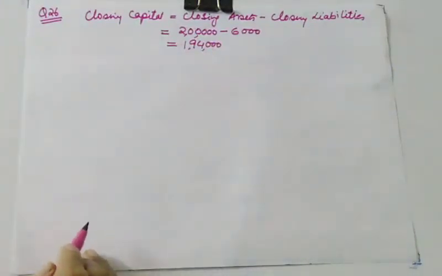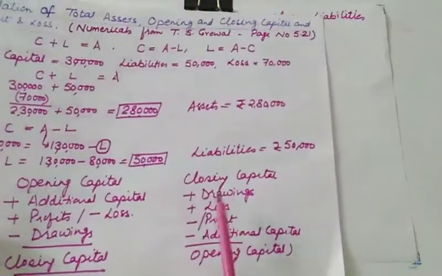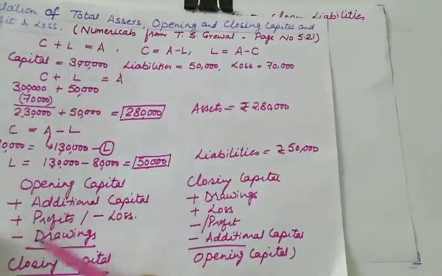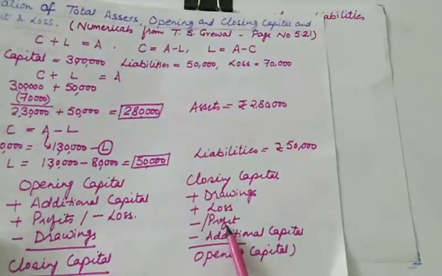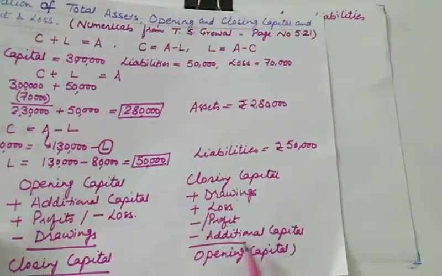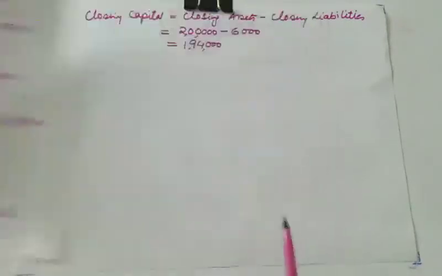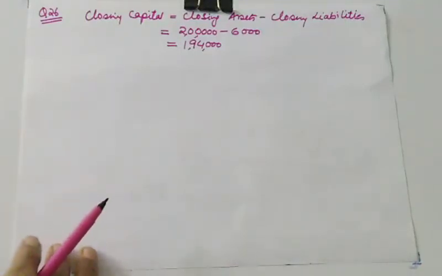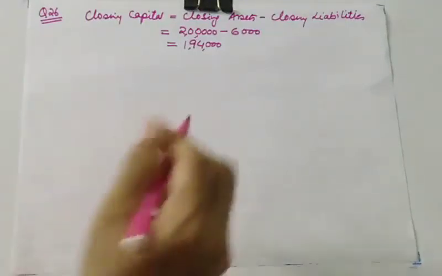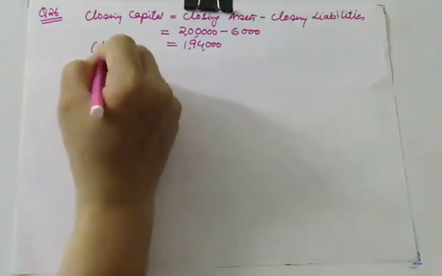Then we are required to calculate opening capital. I gave you the formula for calculating opening capital. From closing capital we'll reverse the treatment. We'll add drawings, add loss if any, or profits will be deducted, and then additional capital will be deducted in order to calculate opening capital. So here what else is given to us? During the year the proprietor has introduced 20,000, so this is additional capital.